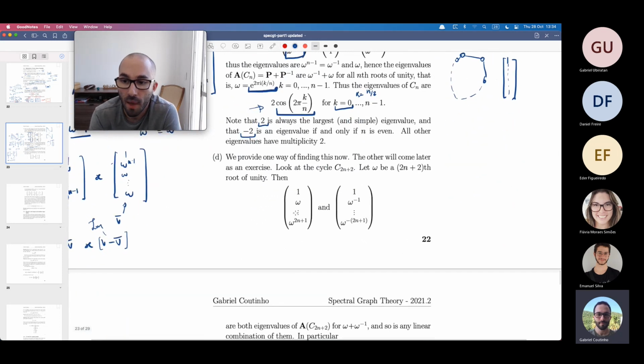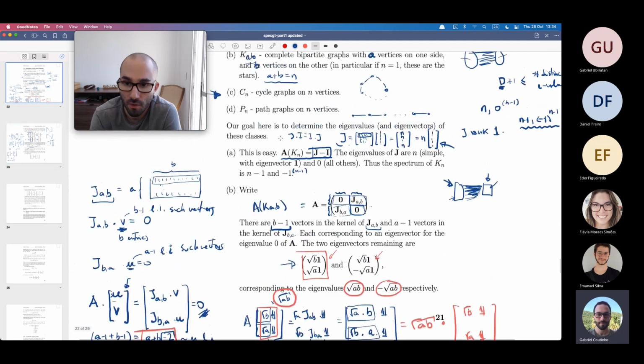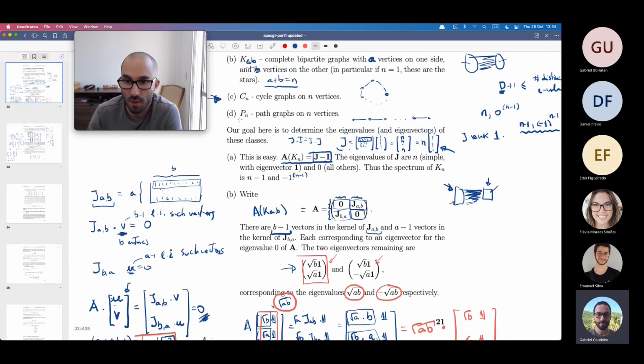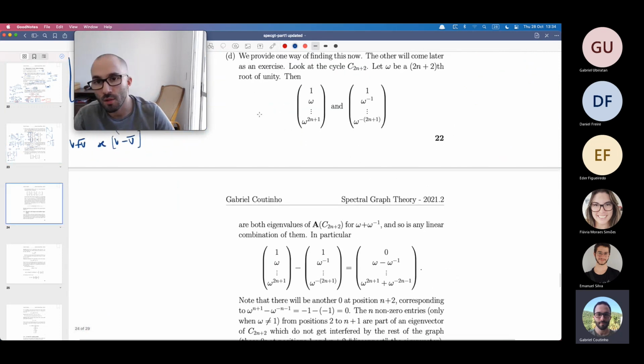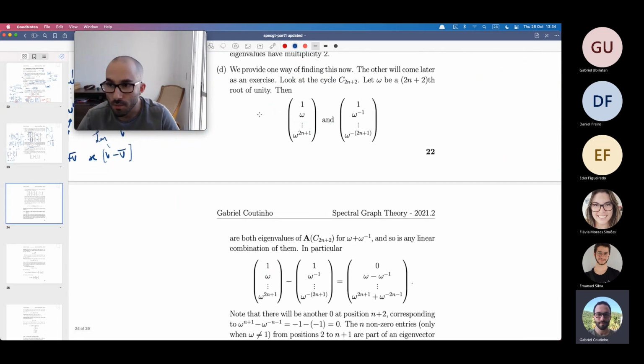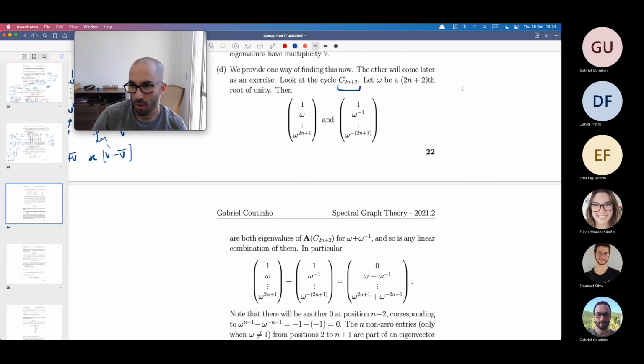For the path graph, the path on n vertices, how do you find the eigenvectors and eigenvalues? So I will provide one way now, the other will come later. Look at the cycle, okay, which contains 2n plus 2 vertices. So this is the cycle.